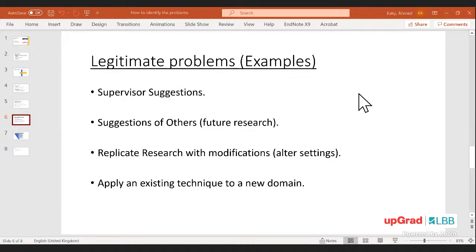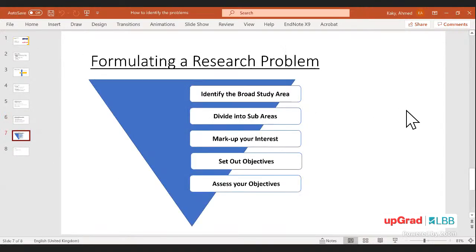But in general, if we talk about a research problem, it is more or less similar to what you can see on the screen. We will start from the very top by identifying the broad study area, basically. Then we will go through all these steps down to assessing our objectives. So let's start from the very top one, which is identifying the broad study area. You should identify the field in which you would like to work.